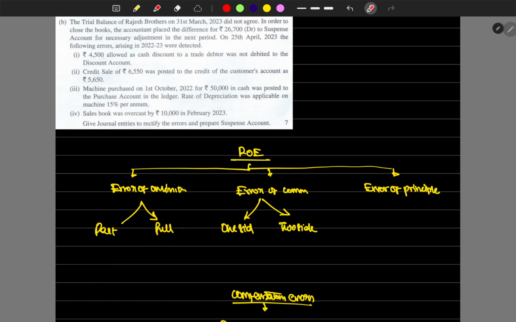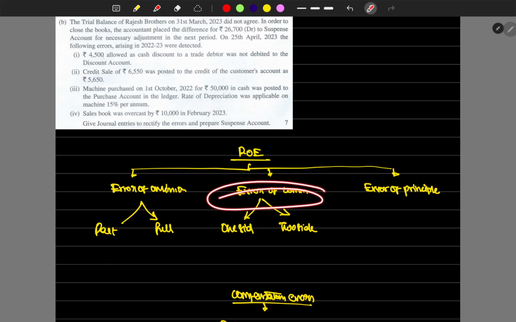What is TB? TB is just a summary of transactions, and we check whether the debit and credit are matching. If the values are balanced, it will balance. If it is partial omission, TB won't agree. If it is full omission, TB will agree. Right. So what does omission mean? We are omitting either the debit or the credit entry.